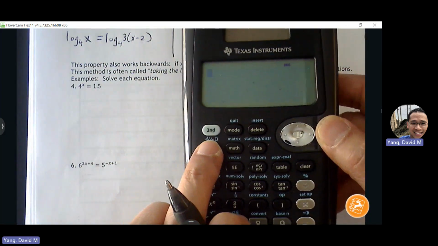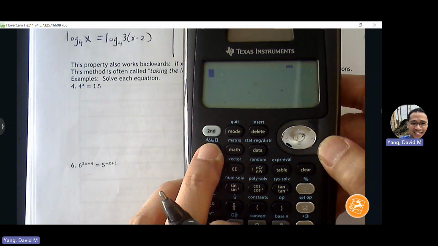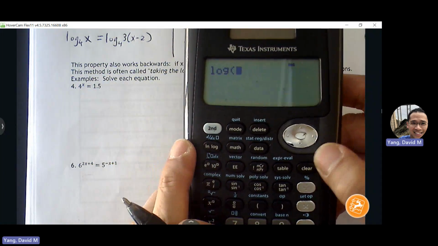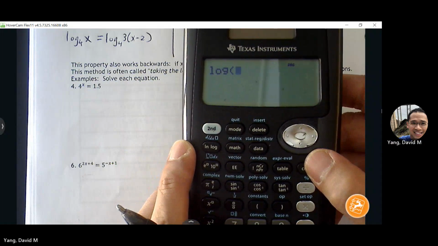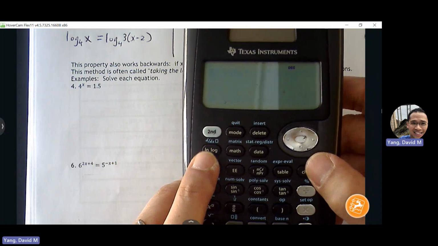So you see there's a natural log button, right? And if you hit that natural log twice, log will show up. So your calculator can handle log base e. It can also handle log base 10.